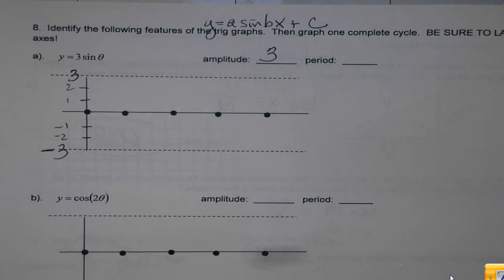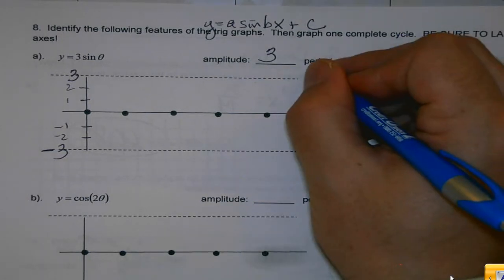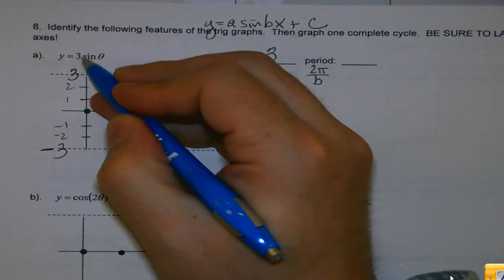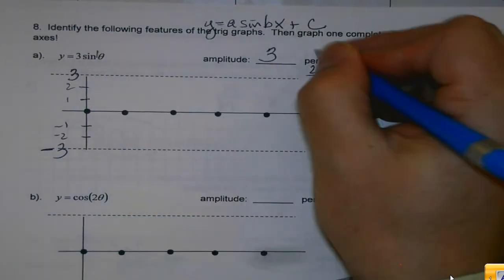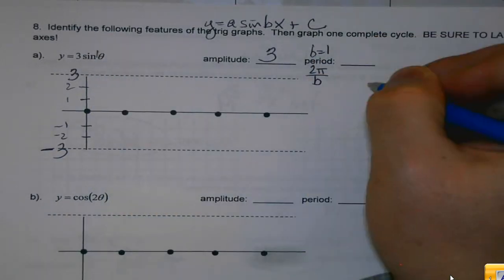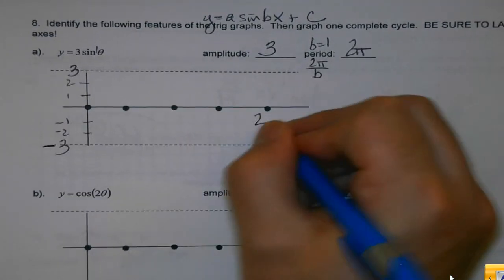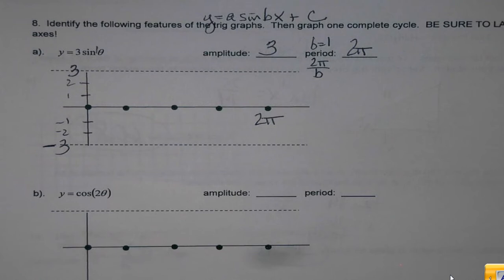My period is always going to be 2 pi divided by b. And if I don't see a number in front of my angle measure, we assume b is going to be 1. So in this case, my period is 2 pi. So I get my 2 pi on it.